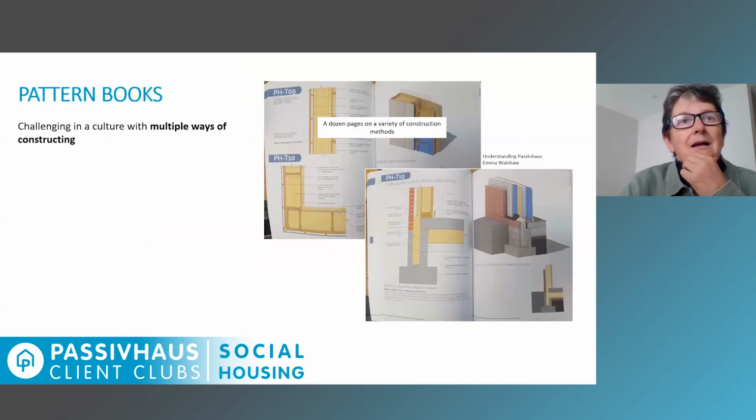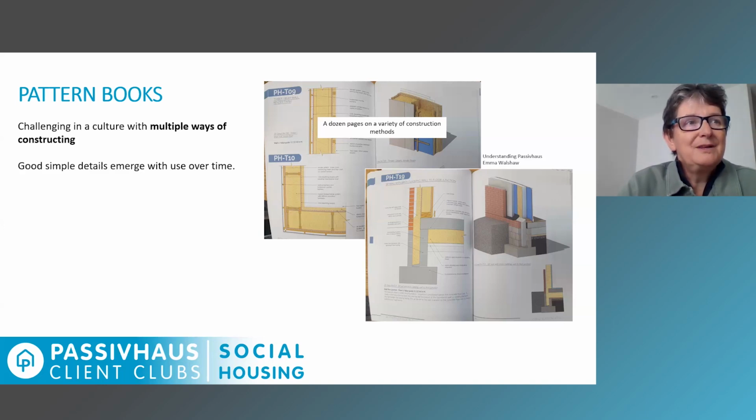And of course, pattern books can really help on details. This is a book by someone called Emma Walshaw. I think in the book there are about 8 different construction methods with about a dozen pages on each, showing the sort of details one might use. It's helpful to look at, but it is difficult because we live in a culture with so many ways of constructing houses, and that makes it difficult to simplify.